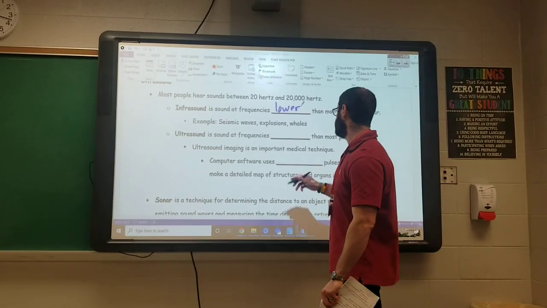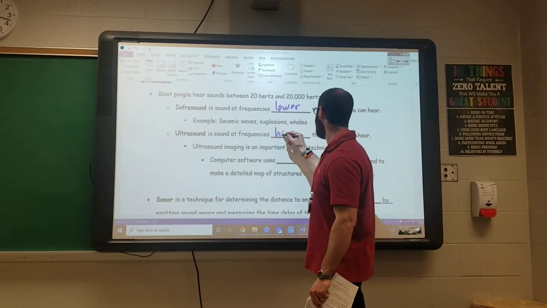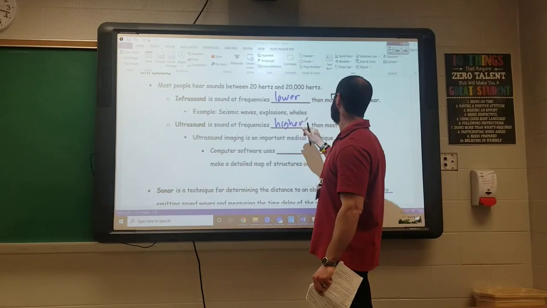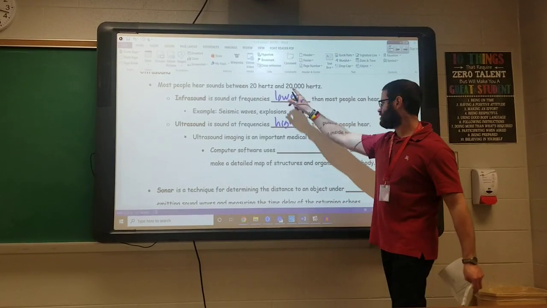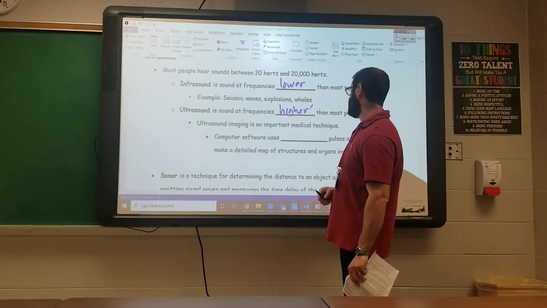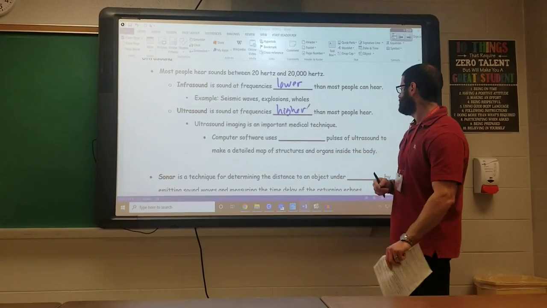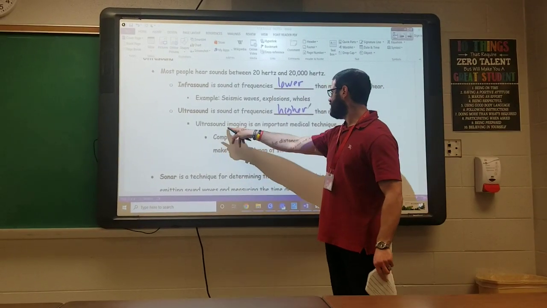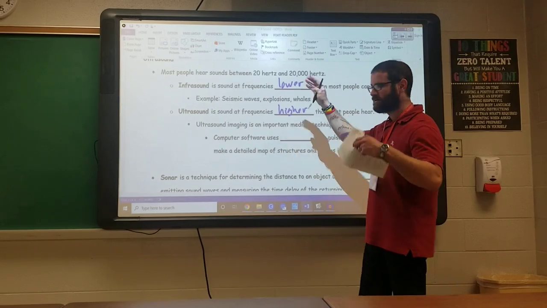Ultrasound is sound that occurs at frequencies higher than most people can hear, so higher than that 20,000 hertz. Some practical examples of places we might have heard ultrasound: ultrasound imaging, like in a medical application.